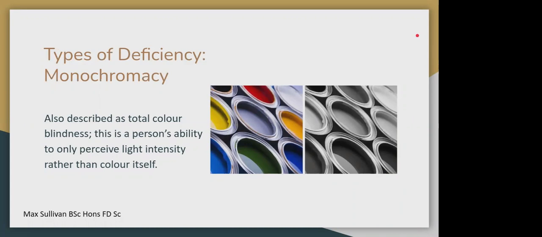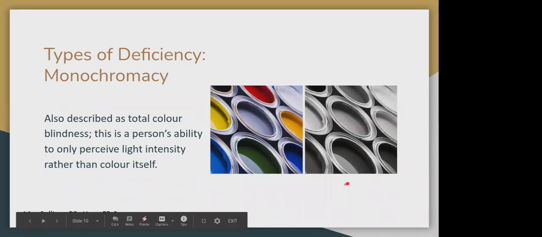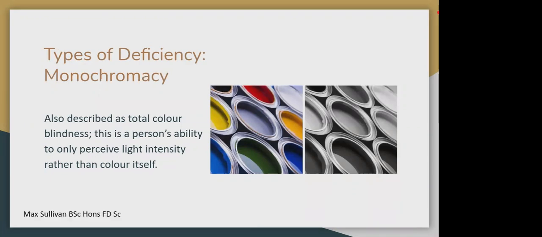Another type of deficiency is known as monochromacy. When you get people coming in talking about color blindness, most people tend to think this is what it is, and this is the only thing color blindness is. That's when someone sees in black and white, essentially. If you ask someone what they think color blindness is, most of the time they're going to say that you don't see color at all, and that they just see life like a black and white film. That isn't the case for most people. However, it is the case for some people.